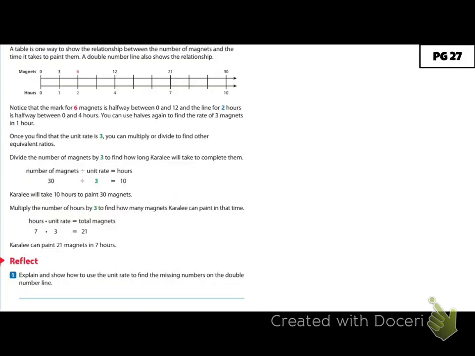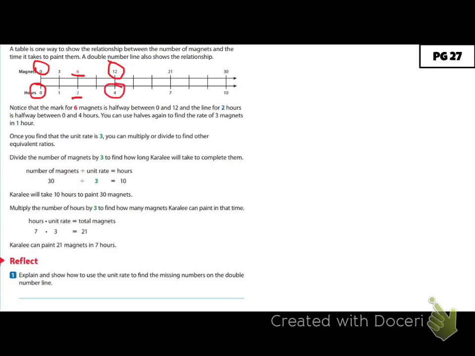So now we are going to look at page 27. Top of page 27. A table is one way to show the relationship between the number of magnets and time it takes to paint them. A double number line also shows the relationship. Notice that the mark for 6 magnets is halfway between 0 magnets and 12 magnets on the number line and notice that 2 hours is halfway between 0 and 4 hours.